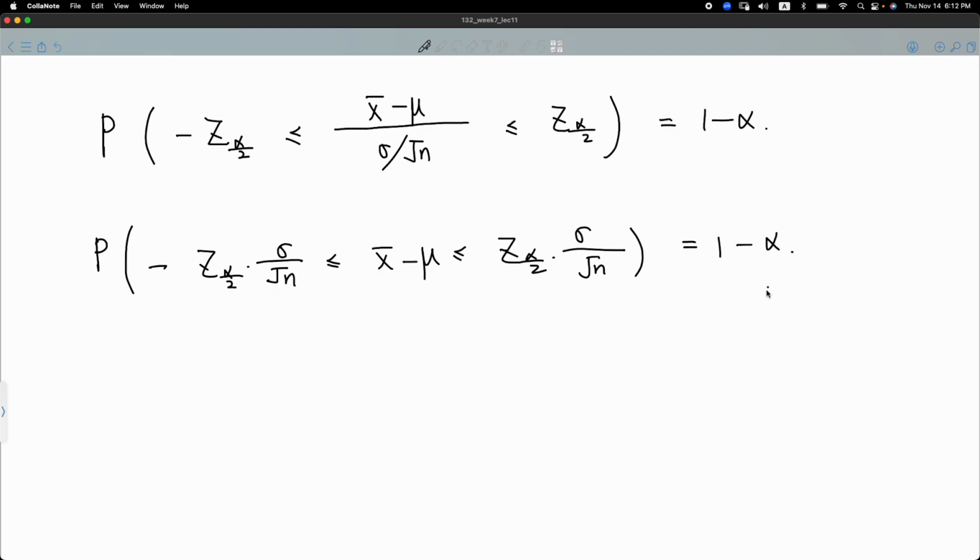So for example, if you specify alpha equal to 0.05, then here you can find the 0.025 and then the 0.975 for the lower bound and upper bound, to have the center mass of 0.95. Okay, so because we are manipulating the terms on all three parts of this inequality, the probability of this event is still going to be 1 minus alpha.